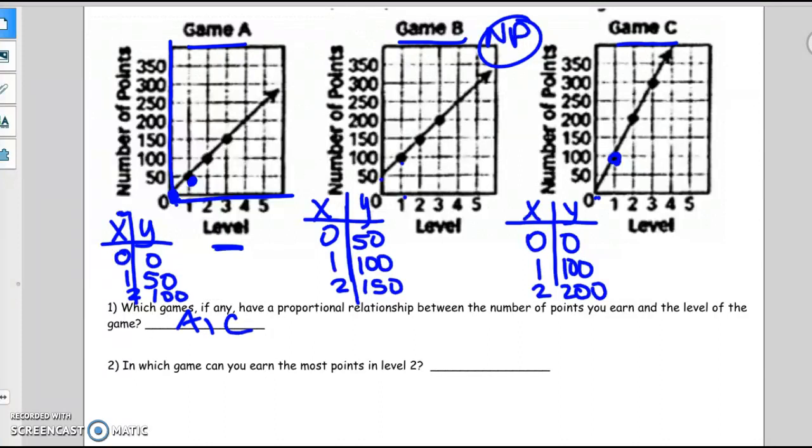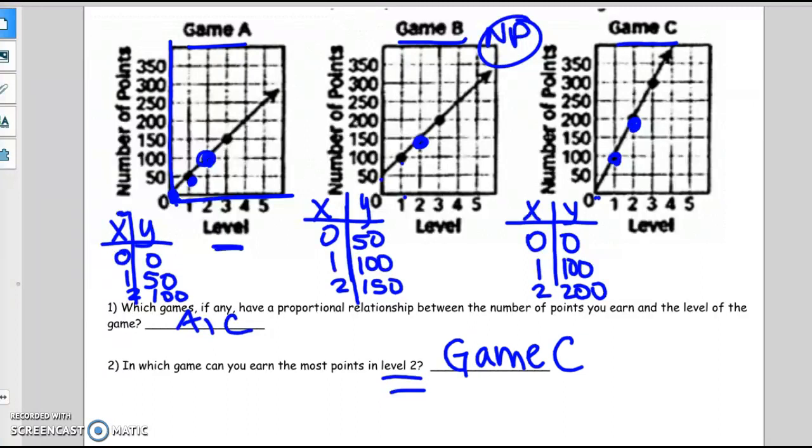It says, in which game can you earn the most points in level 2? So that one's just asking you to actually see which one, when you get to level 2, do you earn the most points? So at level 2 on game A, you're at 100 points. Level 2 on game B, you're at 150. Level 2 at game C, you're at 200. So which one will give you the most points at level 2? That would be game C.